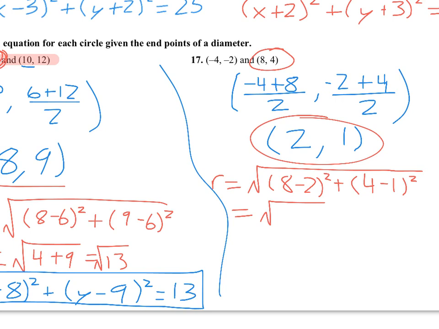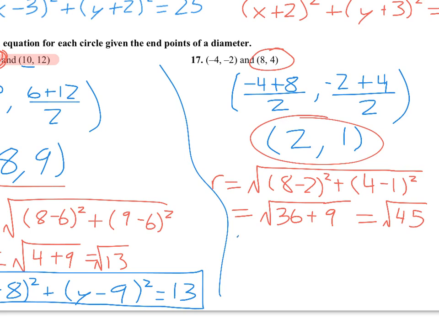Okay, 8 minus 2 is 6. Square that, you get 36. 4 minus 1 is 3. Square that, we get 9. This is going to equal radical 45. Now I know that breaks down into 3 rad 5, but we don't need to break that down because we're going to square it anyways.